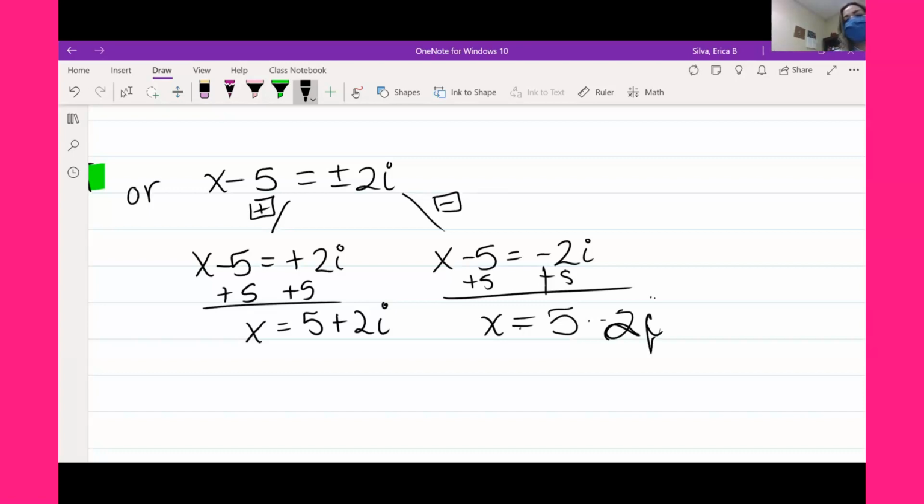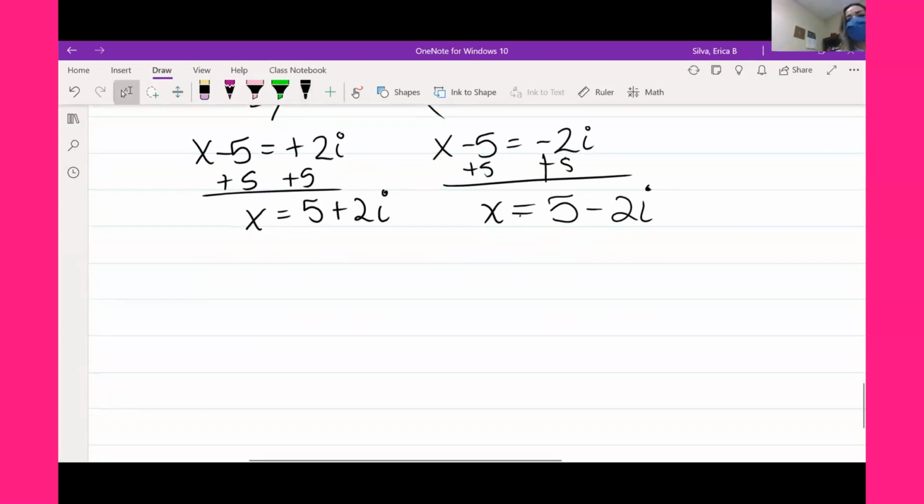2i. Oh, I don't know what's going on with my thing. There we go. Any questions?